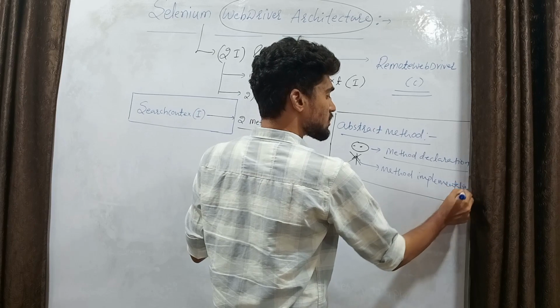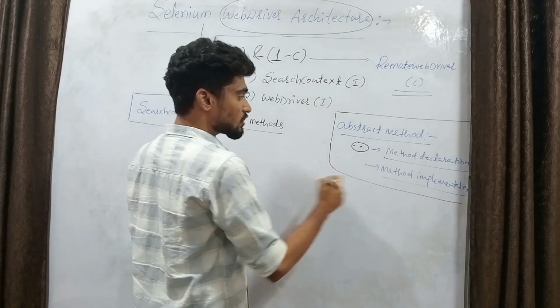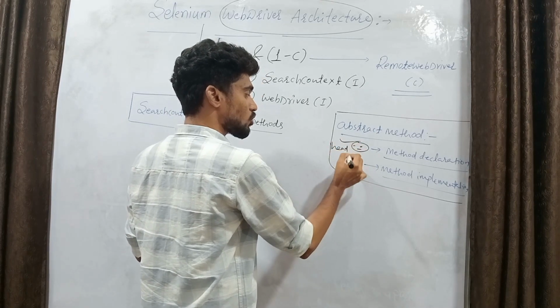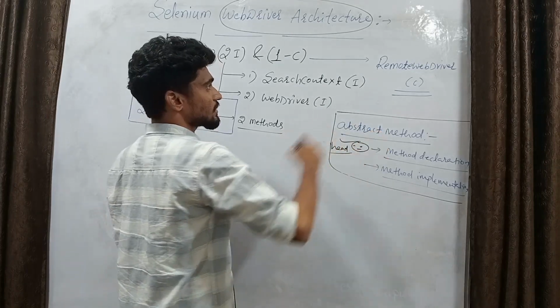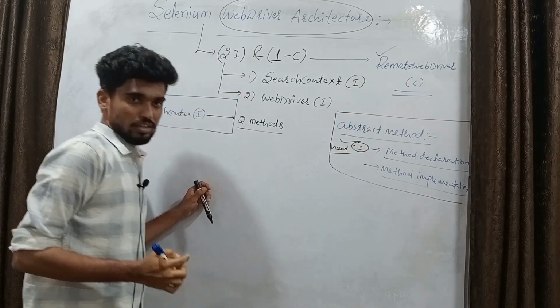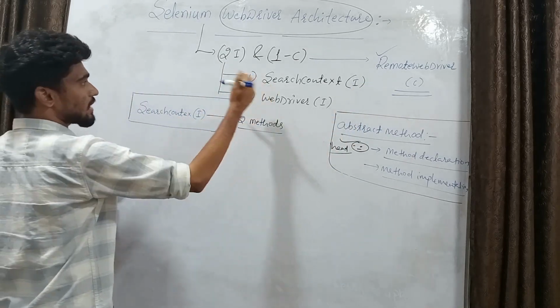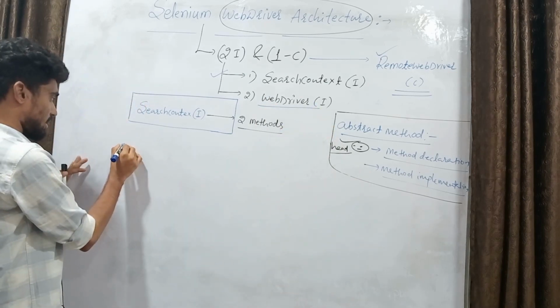So what is my question, sir? There are methods which contain only declaration, only heads, no body. So who is providing the body for these abstract methods? This RemoteWebDriver class. So the first interface is done. Now the second interface is the WebDriver interface.